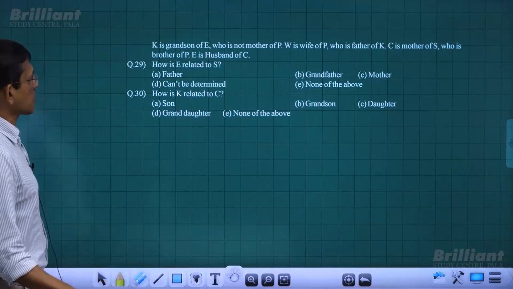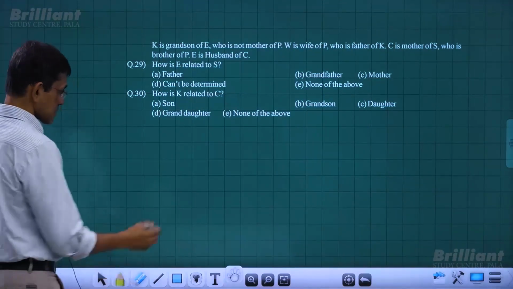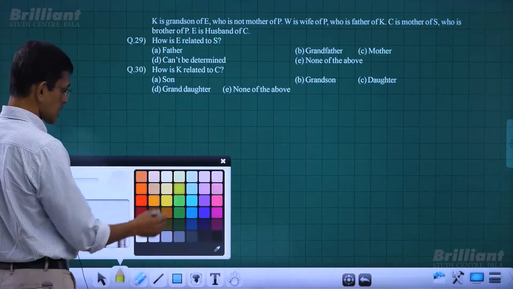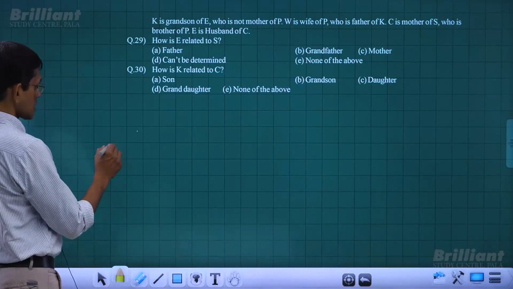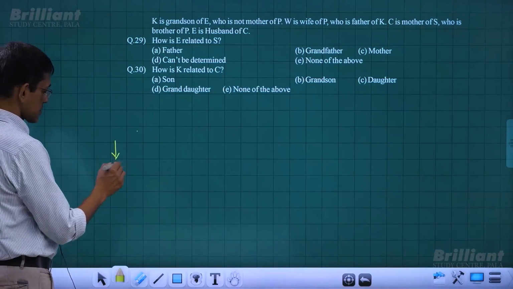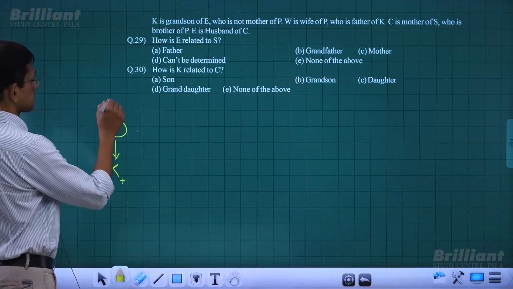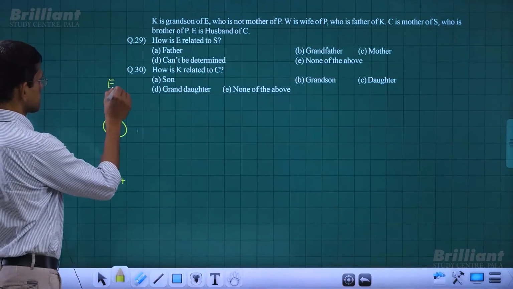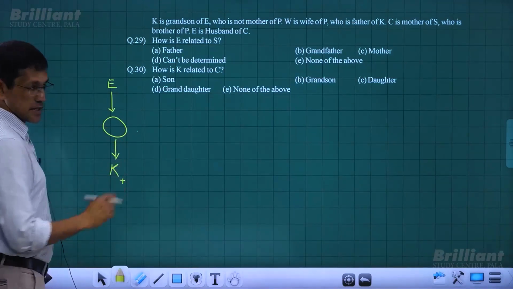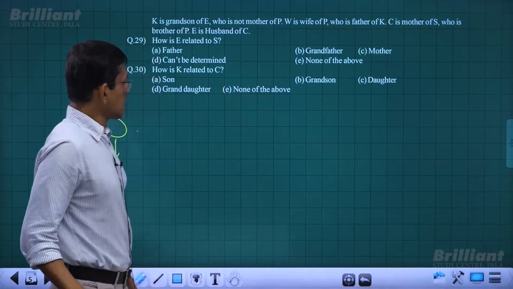K is the grandson of E, and E is not the mother of P. So let's draw the tree diagram first. This seems like a blood relation question. So K is here, the grandson of E. So K is a male. E is here. So E has a son or daughter, and that person's son is K.